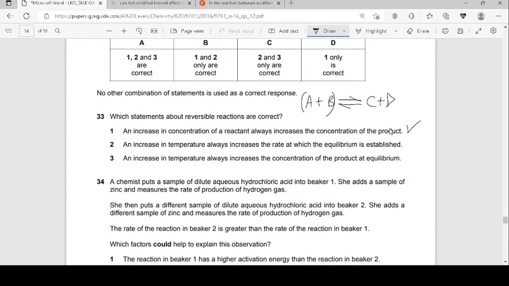An increase in temperature always increases the rate at which the equilibrium is established. Now the rate at which equilibrium is established should always increase by temperature, because temperature is a measure of the average kinetic energy of the particles, right? And the average kinetic energy of the particles should increase when you increase the temperature, and so the rate does increase because the particles will have more kinetic energy, and so the collisions happen faster. So that is right. They're talking about rate, remember.